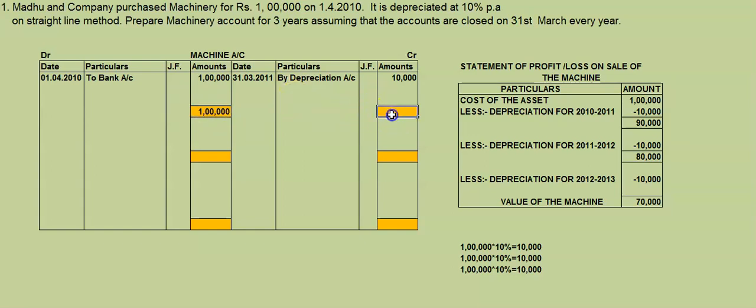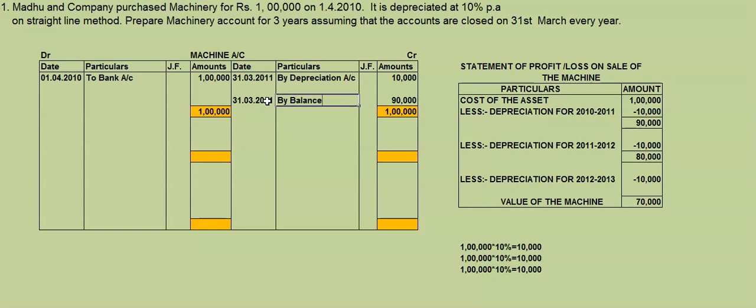So debit side total should be taken on both the sides. We have taken 1 lakh here and we have to take 1 lakh this side. Now how to balance? Debit side total 1 lakh minus credit side total 10,000. How much is the answer we will get? 90,000. This is the same date, 31st March 2011. What is the entry? By balance.